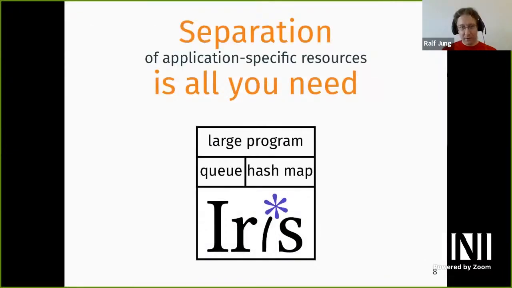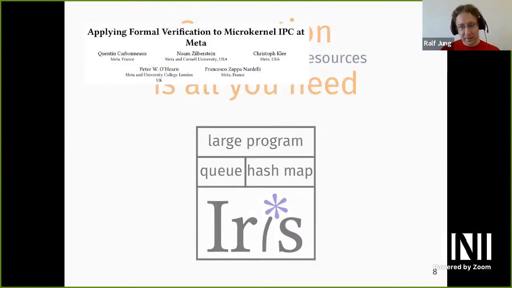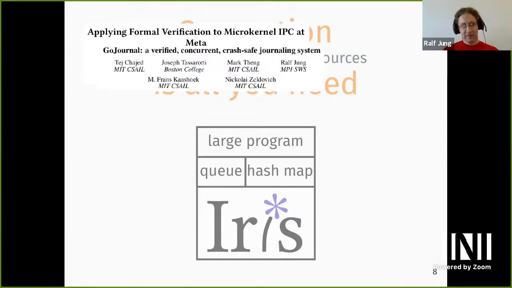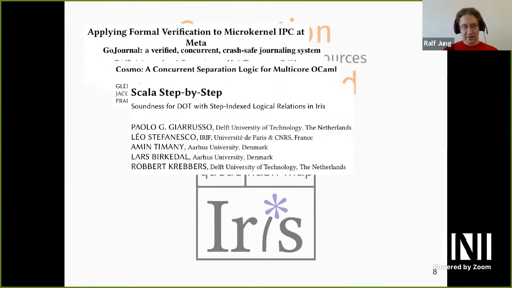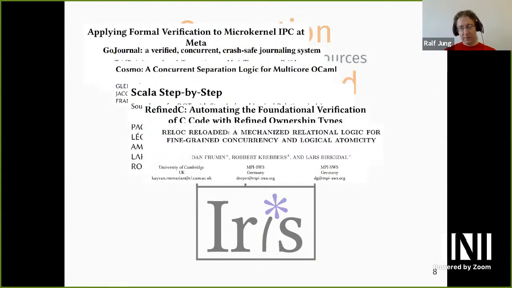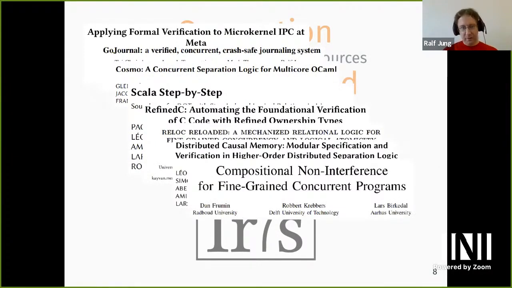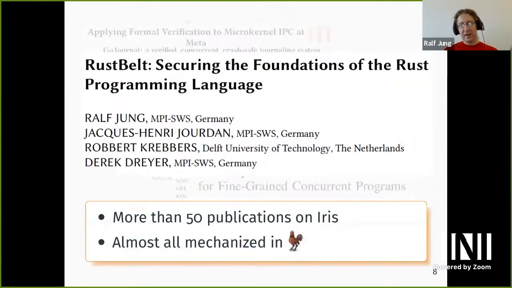Okay, so this approach of using application-specific separation turns out to work well enough that Iris has already been picked up by industry. So, for example, Facebook has used Iris to verify a core part of the IPC mechanism in their VR microcontroller. And we've also seen quite a few uses in academia, for example, to verify file systems implemented in Go, to have a program logic for OCaml, to verify the Scala type system, or verify C code, or various other verification projects. And one project that I will go into a bit more detail about later is RustBelt, where we verified the safety claims of the Rust programming language using Iris.